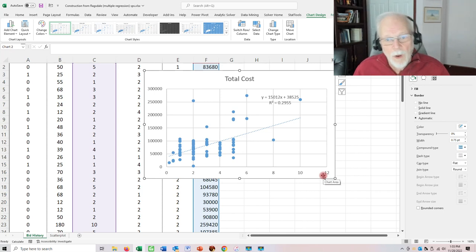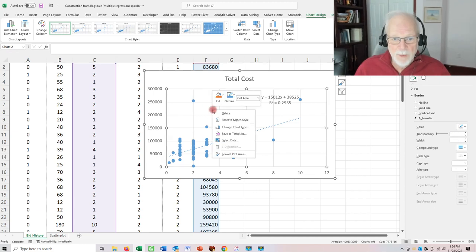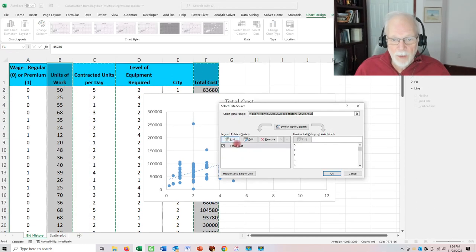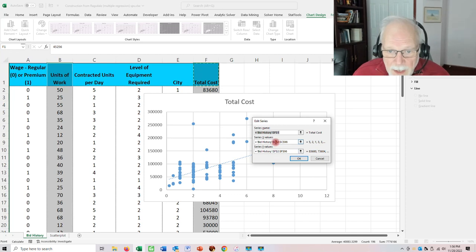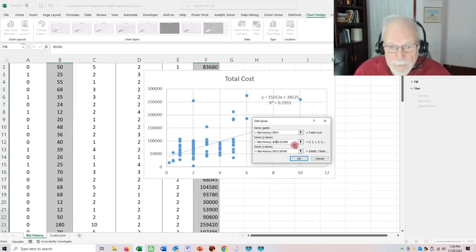Okay. Well, we definitely do have a positive correlation, but the R-squared is quite a bit smaller, as you can see. It's only about 30% as opposed to the 80% we had a moment ago. So this variable does have a positive correlation with the output, but not as much as one might hope. How about if we take a look at the level of equipment that's required? That is column D. So I'll play the same game again. I'll change this C here to D.